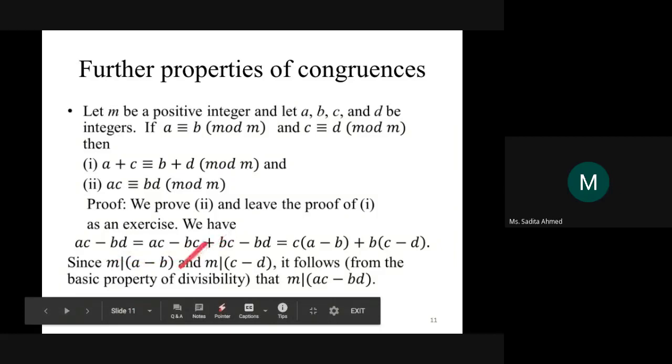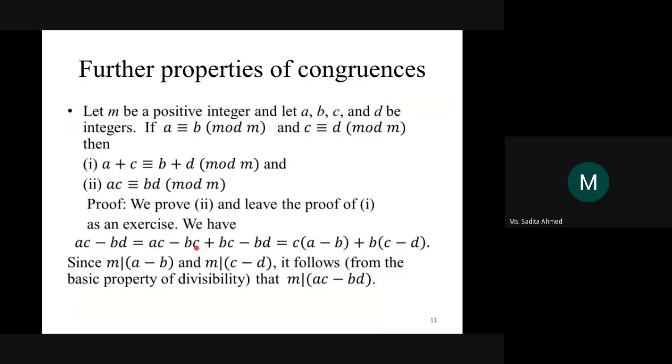Minus BC plus BC. If the BCs get cancelled out, you can get back to the original equation. As long as we can go back, we can do any algebraic manipulation. So minus BC plus BC is something that we are allowed to do. All right, that we understand.